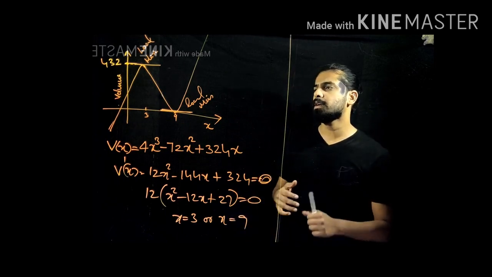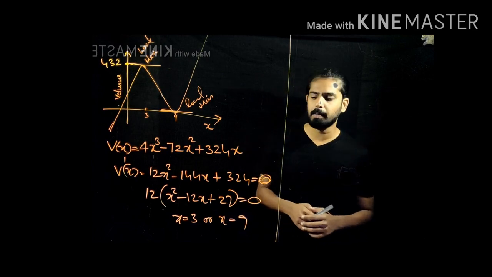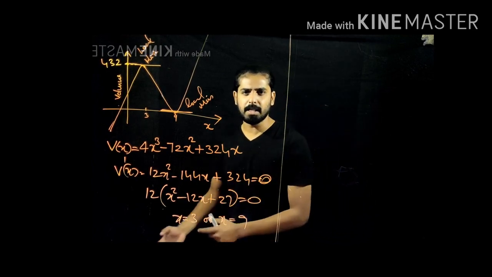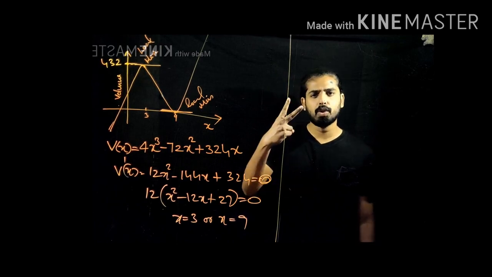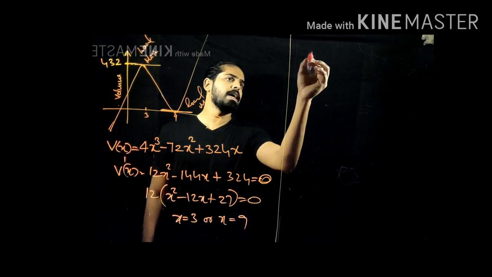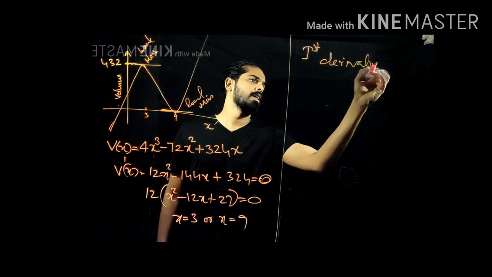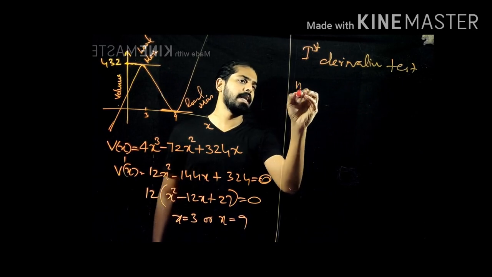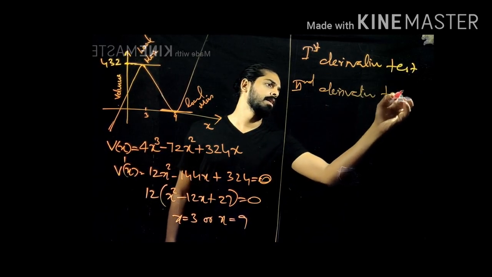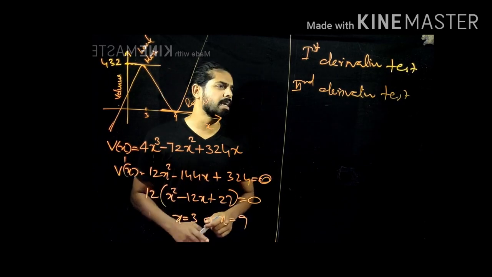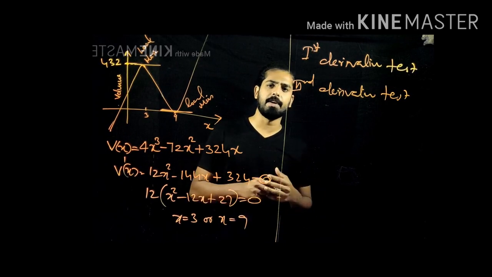But if you are provided a question and you are asked to find the local maxima and local minima, you should know which point is local maxima and which point is local minima. And to figure that out, we have two tests: the first derivative test and the second derivative test. Okay, so let's see what these say.